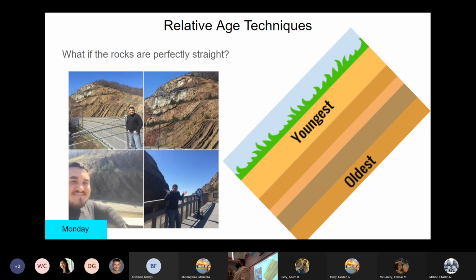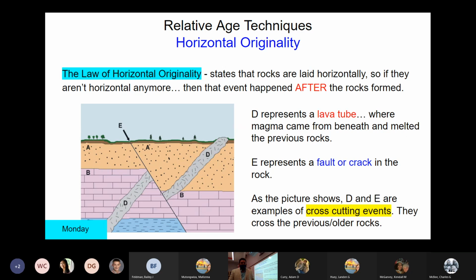If you see something like that happening, you can compare it to other rocks and say, okay, something happened here 1 million years ago, 10 million years ago, or yesterday. You can kind of figure that out.